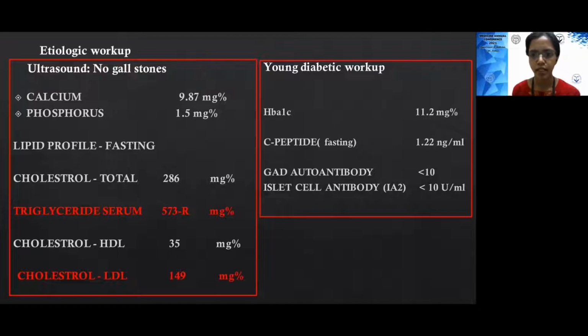We also did a young diabetic workup because she is a lean and young diabetic. Her HbA1c was elevated. GAD and islet cell antibodies were negative. Fasting C-peptide was normal. The 2-hour C-peptide was planned on an OPD basis, which we are going to follow up.